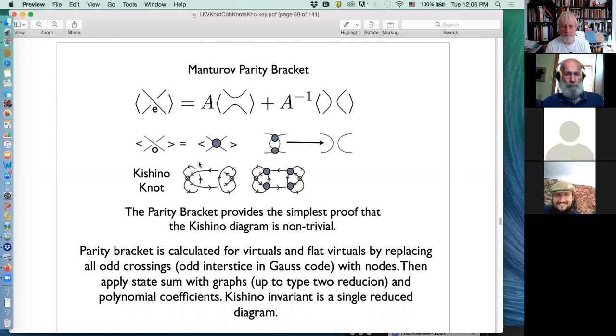It's proving it for the flat version of the Cascino, since if you want a flat invariant out of this, you need only take A equal to 1, and of course the loop value becomes -2, and then you have a flat invariant. And again, if it's a non-trivial graph, then it's certainly working. So we've proved that the flat Cascino cannot be undone.